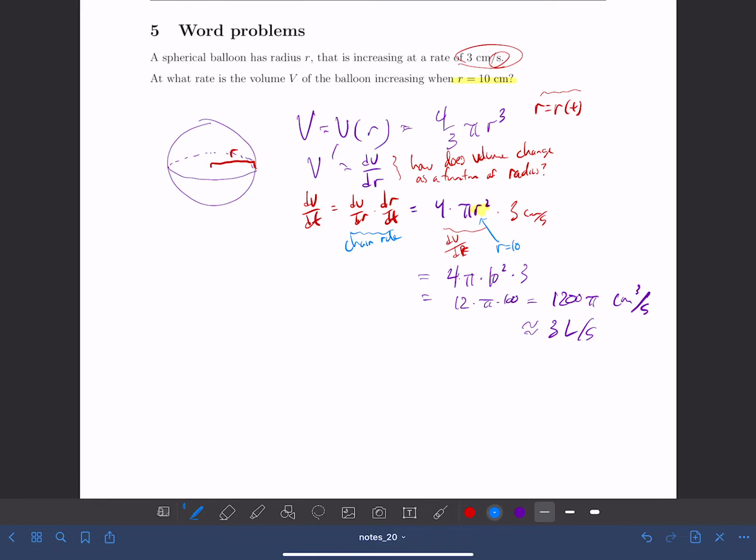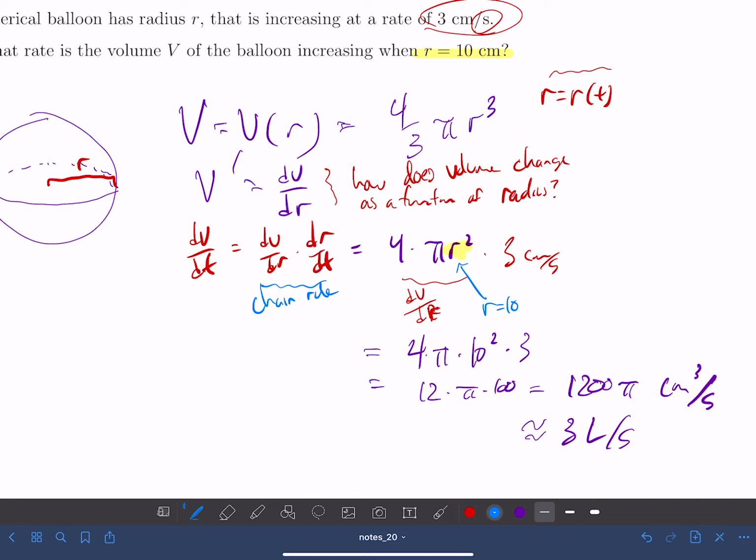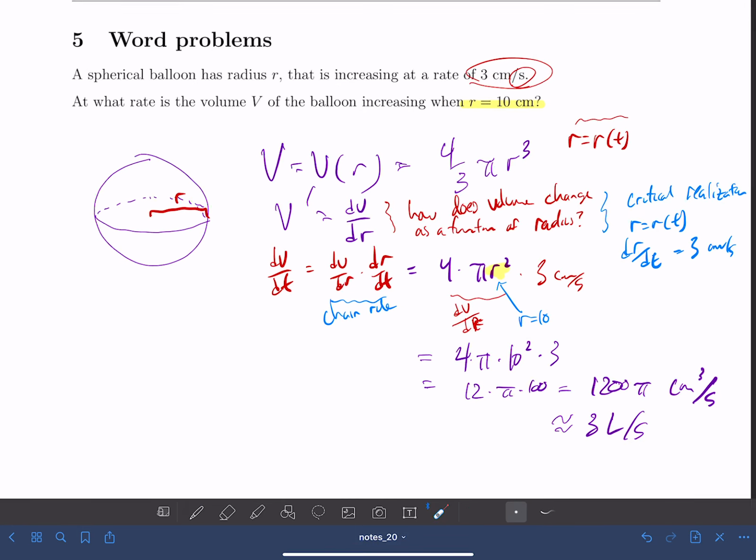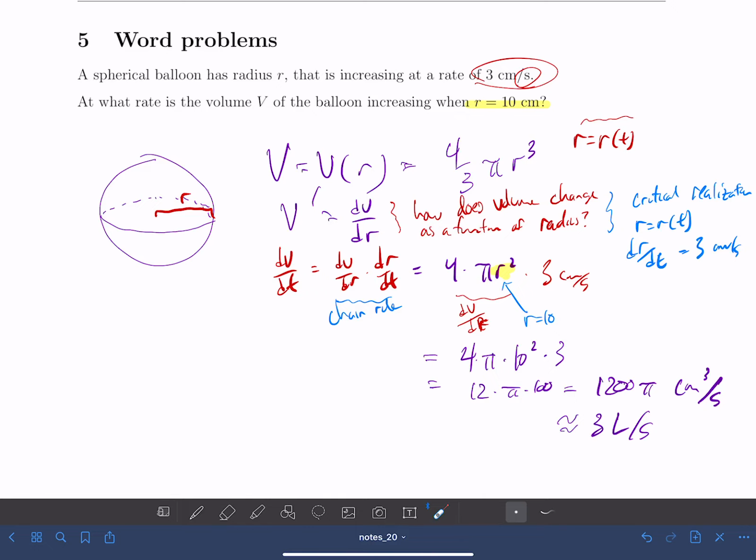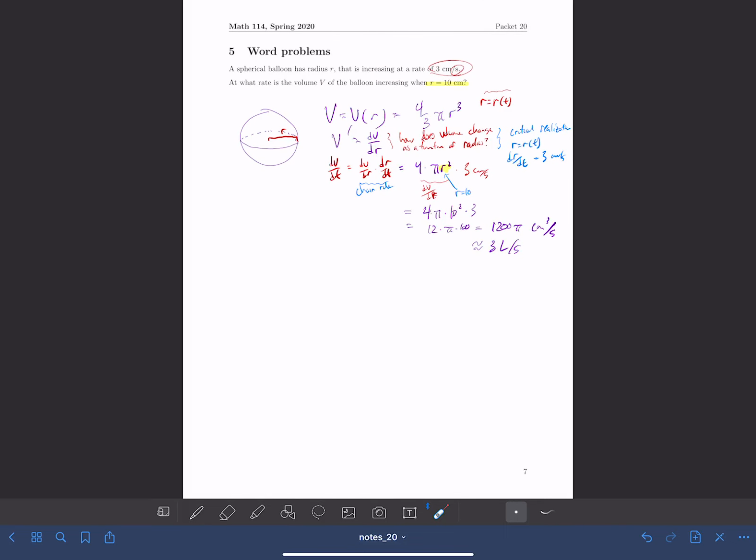So I think I should annotate this. I want to go back and particularly suggest that dV/dr is how the volume changes with respect to the radius, but the critical realization to make right here is that r equals r of t, and dr/dt is equal to 3 centimeters per second. So ultimately we were interested in the time rate of increase of my volume. And the way I got there was by doing the chain rule. Let's turn the page.